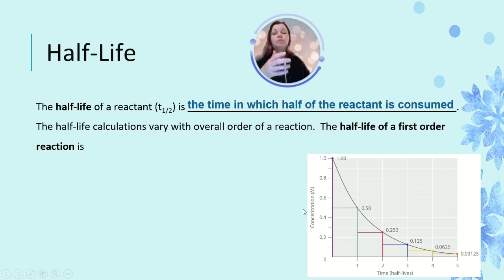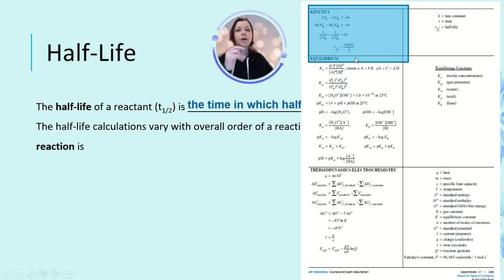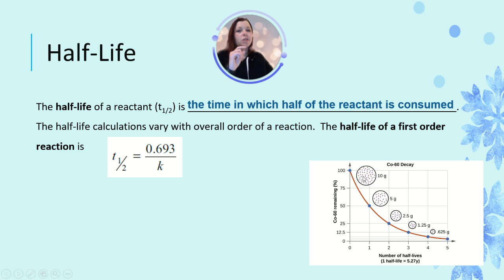So half-life calculations vary with the order of the reaction, but the half-life of a first order reaction is again found on the equation sheet at top in kinetics, and it's this one right here. So your half-life is equal to 0.693 over K. Again, this is only true for first order reactions. Zero order and second order actually are not constant, so they depend on concentration, but you don't need to worry about those. So if we look at an example of radioactive decay, you can see that after one half-life, we go from 10 grams to 5, and then after two half-lives, 5 to 2.5, and so on and so forth.